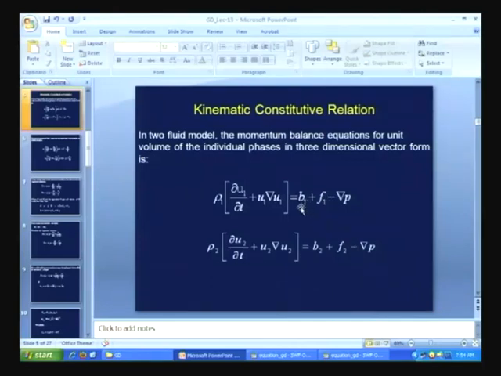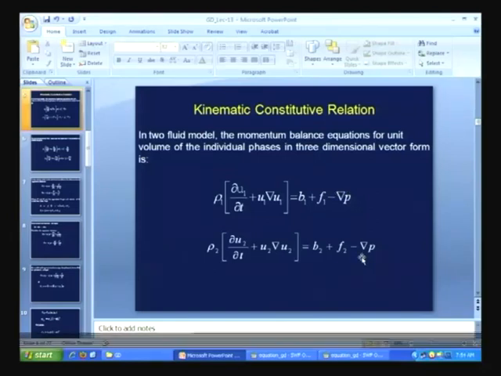Okay? Now, for phase 1, naturally we consider unit volume of phase 1, fine, and here we consider unit volume of phase 2. Okay? And therefore, B1 is the body force, which is nothing but the gravitational force, force arising due to gravitational acceleration. So, B1 and B2 are the body forces per unit volume of components 1 and 2, which act on the respective components. Delta P, this is nothing but the pressure gradient.